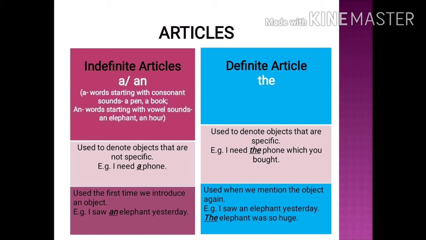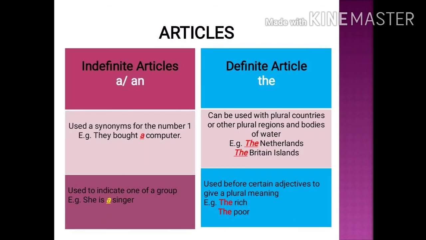Look at this example here. I saw an elephant yesterday. The elephant was so huge. In the first sentence, I am speaking about the elephant for the first time, so I am using an indefinite article an. In the second sentence, I am repeating the information about the elephant, so I am using the definite article the. Look at the next difference, children.